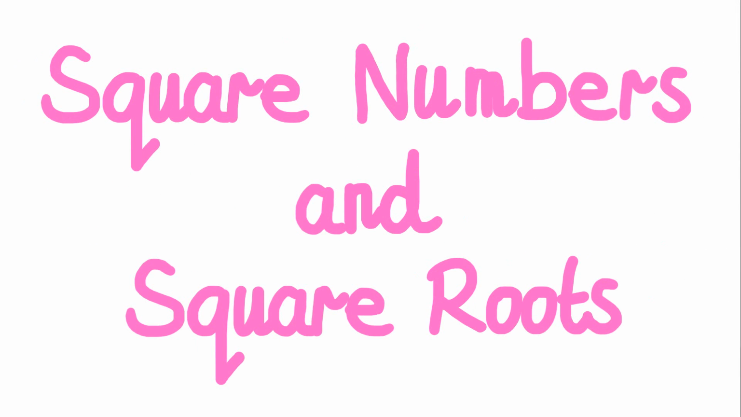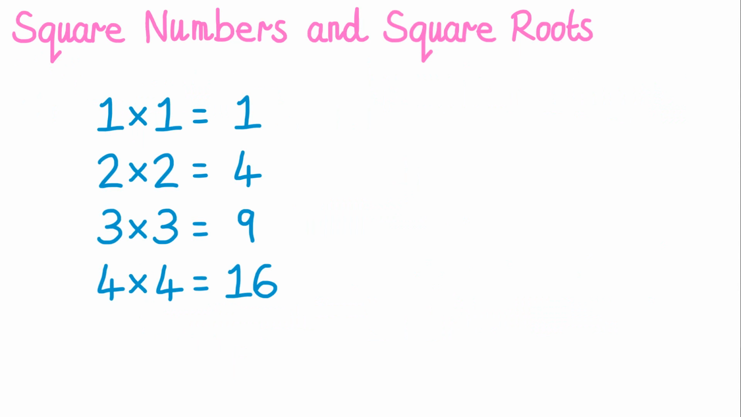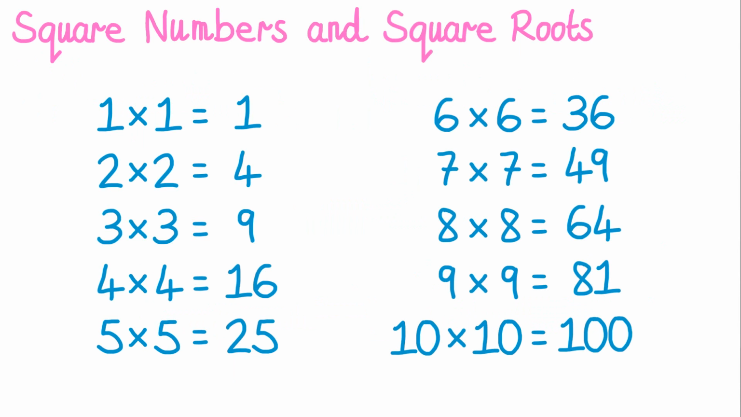Square numbers and square roots. To get a square number, you multiply any integer by itself. So 1 times 1 is 1, 2 times 2 is 4, 3 times 3 is 9, 4 times 4 is 16, 5 times 5 is 25, and so on.